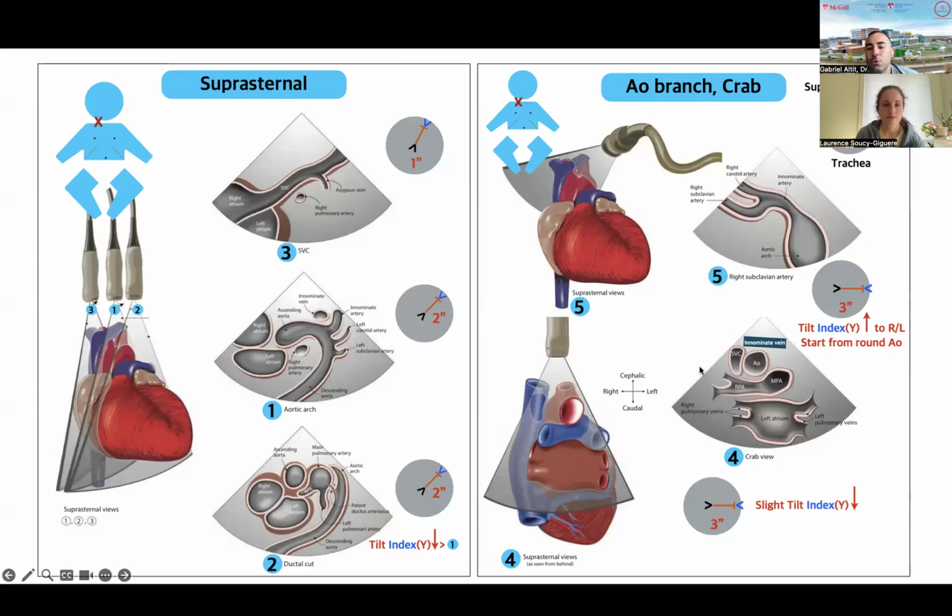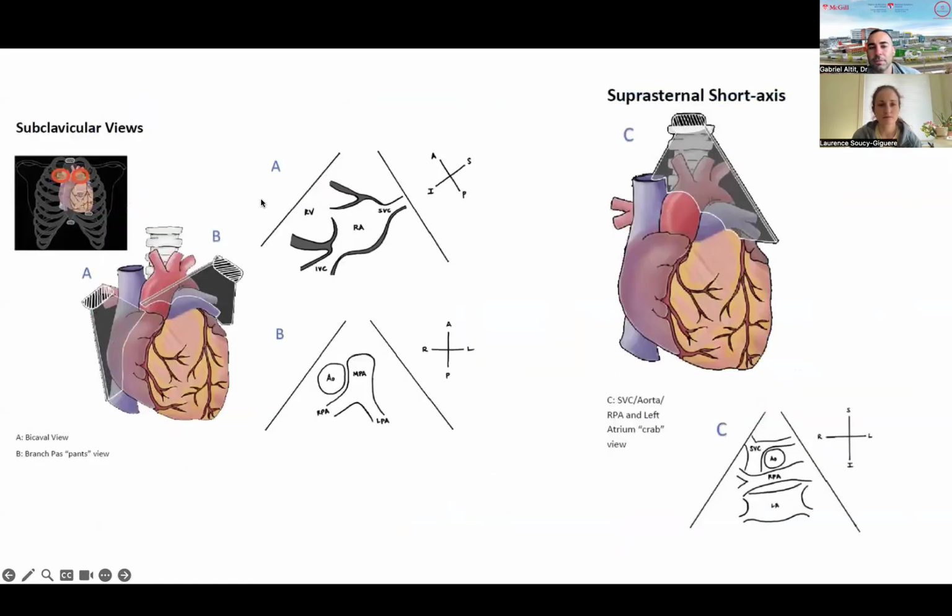So as we said before, you can get the classic three vessel view where you see your SVC, aorta, and PA. You can also see your left atrium with your pulmonary veins entering. So that's classically called the crab view. You can see your SVC entering your right atrium if you're moving your probe a bit towards the right side. And you can see if you have eventually a catheter entering your right atrium and the position of it.